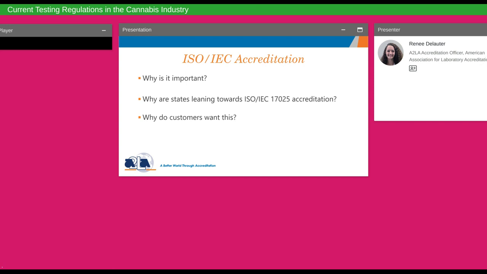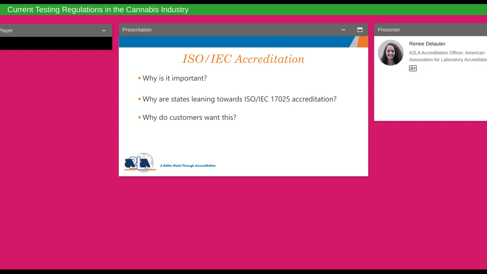So why are states leaning towards third-party ISO accreditation? Legalization is still very new in the United States, and many states don't have the resources to self-regulate this industry appropriately. Because this is such a new industry, states have put regulations in place that they have later found were not appropriate or sufficient for this industry. ISO IEC 17025 is a worldwide known standard that many other industries use for regulations. Having a standard to follow helps build confidence in the cannabis industry.